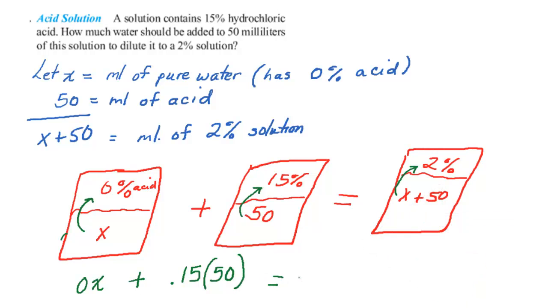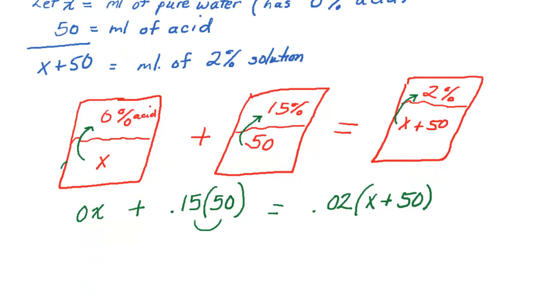You notice that I have 0 times X for the first beaker. That's how much acid is in the first beaker. 0.15 times 50 in the second beaker. And in my last beaker, I have 0.02, that's 2% as a decimal, times X plus 50. And I've got to put that X plus 50 in parentheses because I need to use the distributive property.